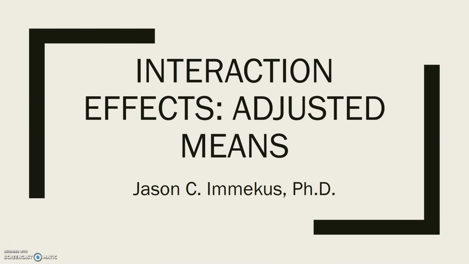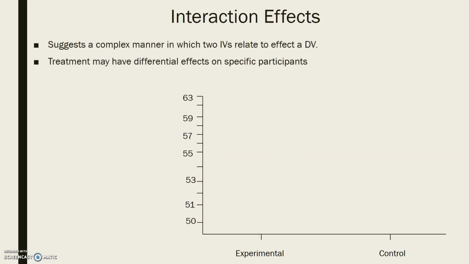In particular, the purpose of this module is just to highlight a key issue that's been raised within interaction effects within the analysis of variance. Whenever we do see a significant interaction with significant main effects, one of the issues that's been brought up in the literature is the need to make adjustments to those cell means.